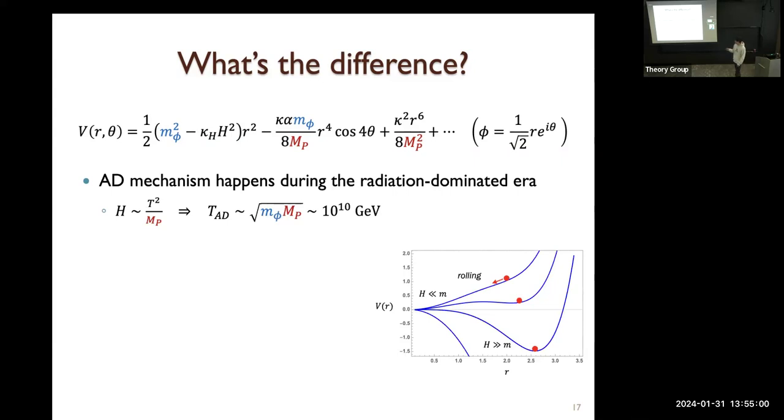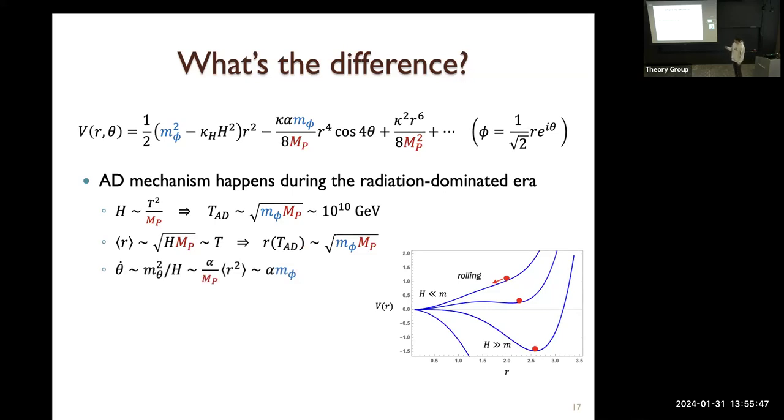Here the Hubble is always T squared over M Planck. Then T_AD, where this potential is lifted so that this AD mechanism happens, is roughly the square root of M_phi times M Planck, because this is where the potential flips sign. With the weak scale, this is around 10^10 GeV. And the radial field expectation value at the minimum, at T_AD, if you put this Hubble here, gives always a temperature. At T_AD, this is of the order of T_AD, so the square root of M_phi times M Planck.